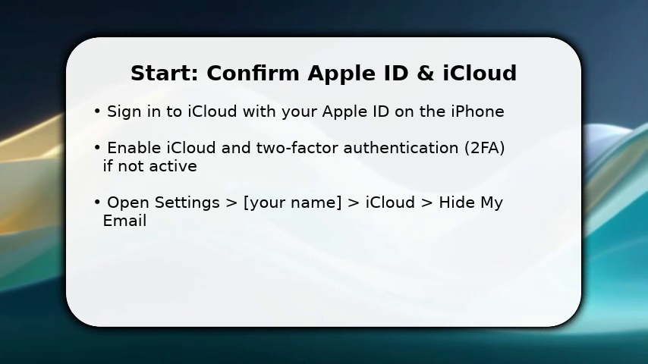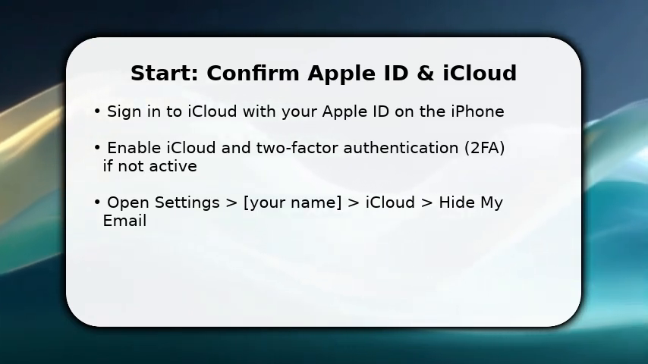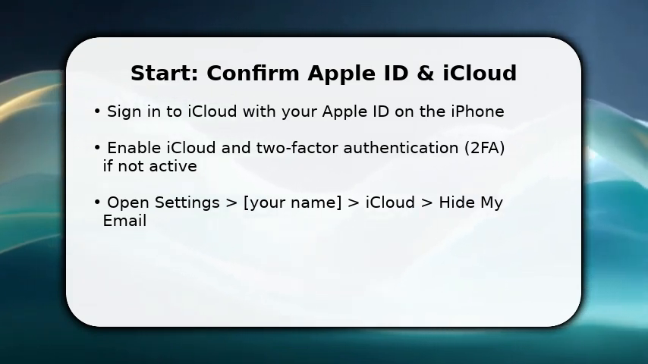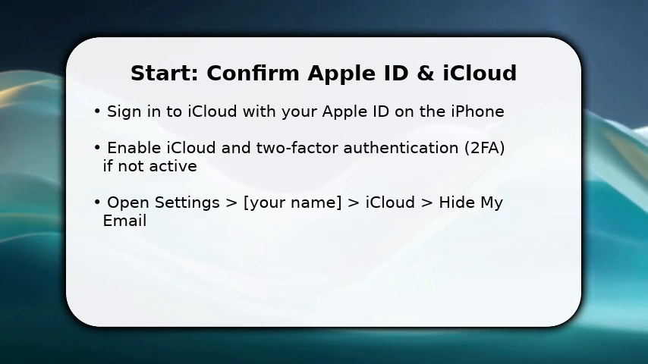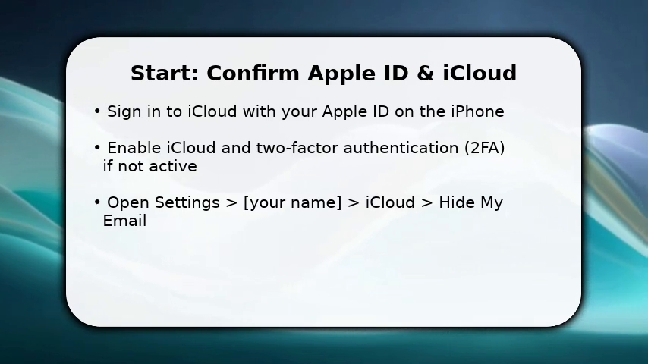You need an active Apple ID with iCloud and two-factor authentication enabled. Once done, you can create a relay address right away. Open Settings, tap your name, then iCloud, and choose Hide My Email. Make sure Mail and Contact Sync are enabled so addresses work across apps.